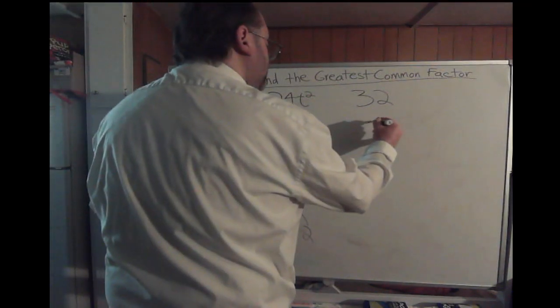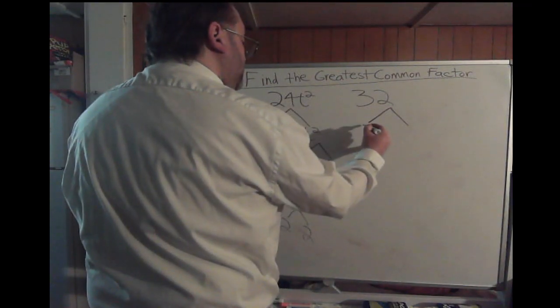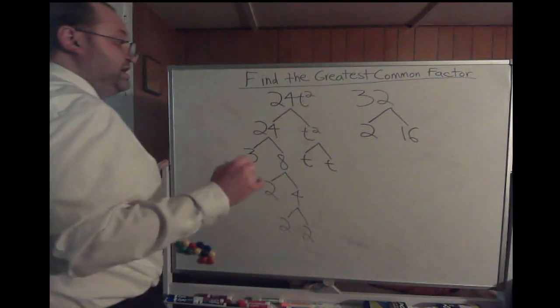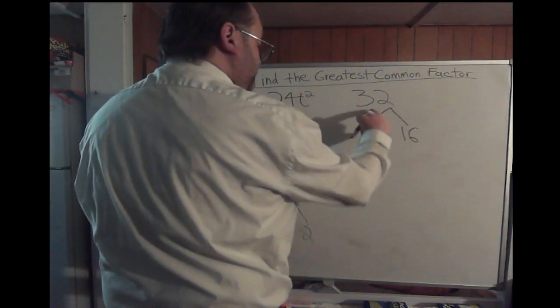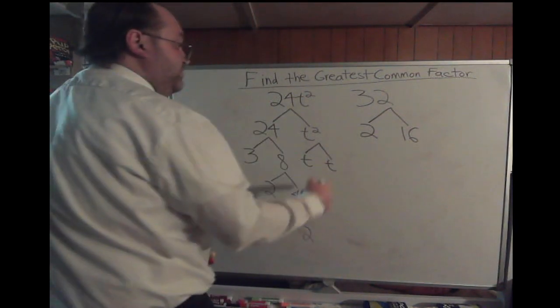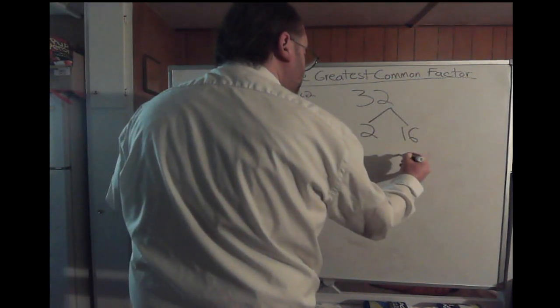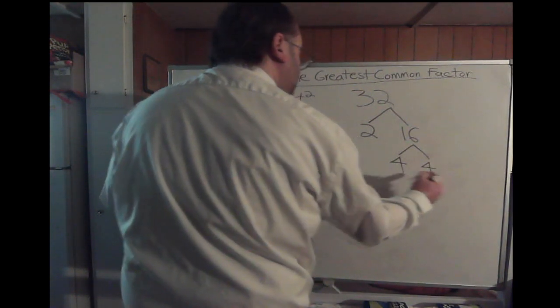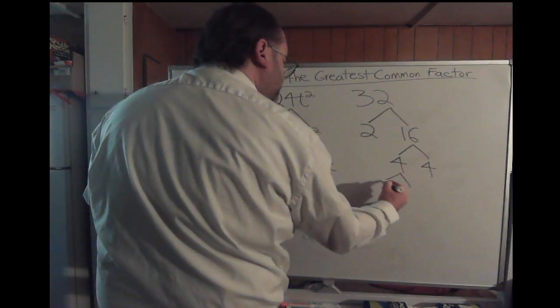How about 32? Well, you can have 2 times 16. So 2 times 16 are factors of 32. 2 doesn't factor any further, but 16 does. 16 factors into 4 and 4. Each of those 4's factors into 2 and 2.